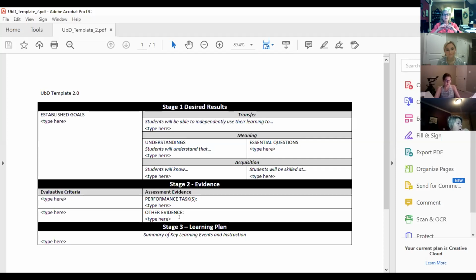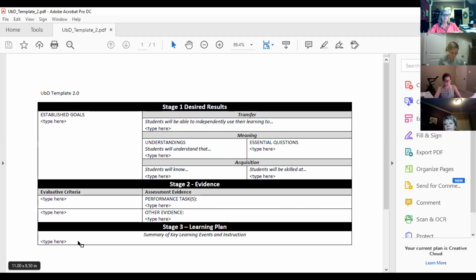Okay. So, summary of events. Basically, this is kind of a mini lesson plan here. So I'm going to say that it really comes from right here. So that students will be able to, here's what I'm going to type in. Okay? Kind of make sense?